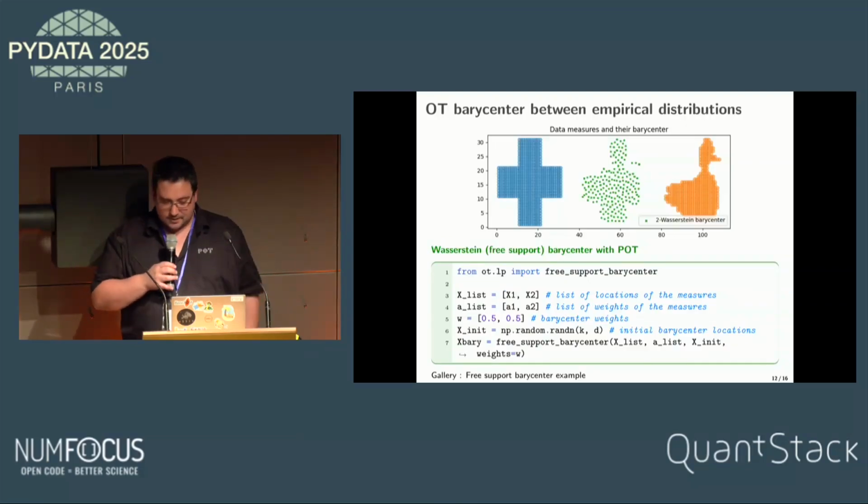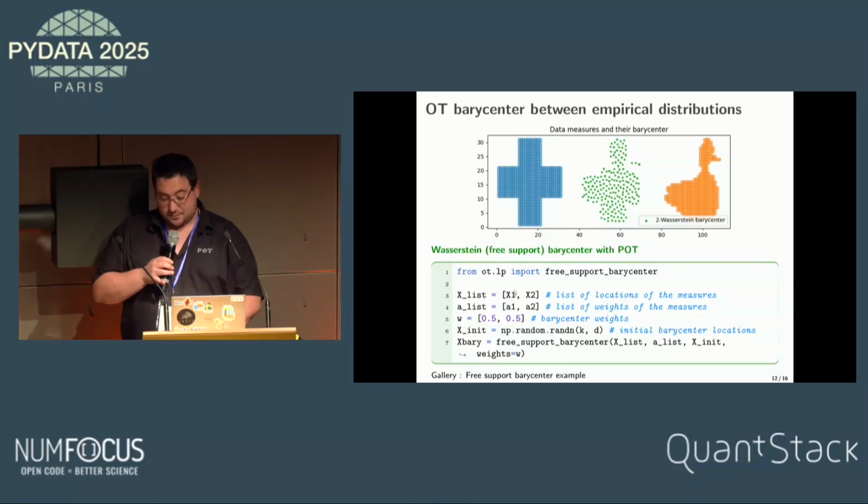Another example, so this one is to compute a barycenter. A barycenter, this is called free support because we actually optimize the position of the support, the position of the points. And so you have two distributions. You want to find an average distribution, so between the duck and the cross, and you find this kind of cross duck here in the middle.